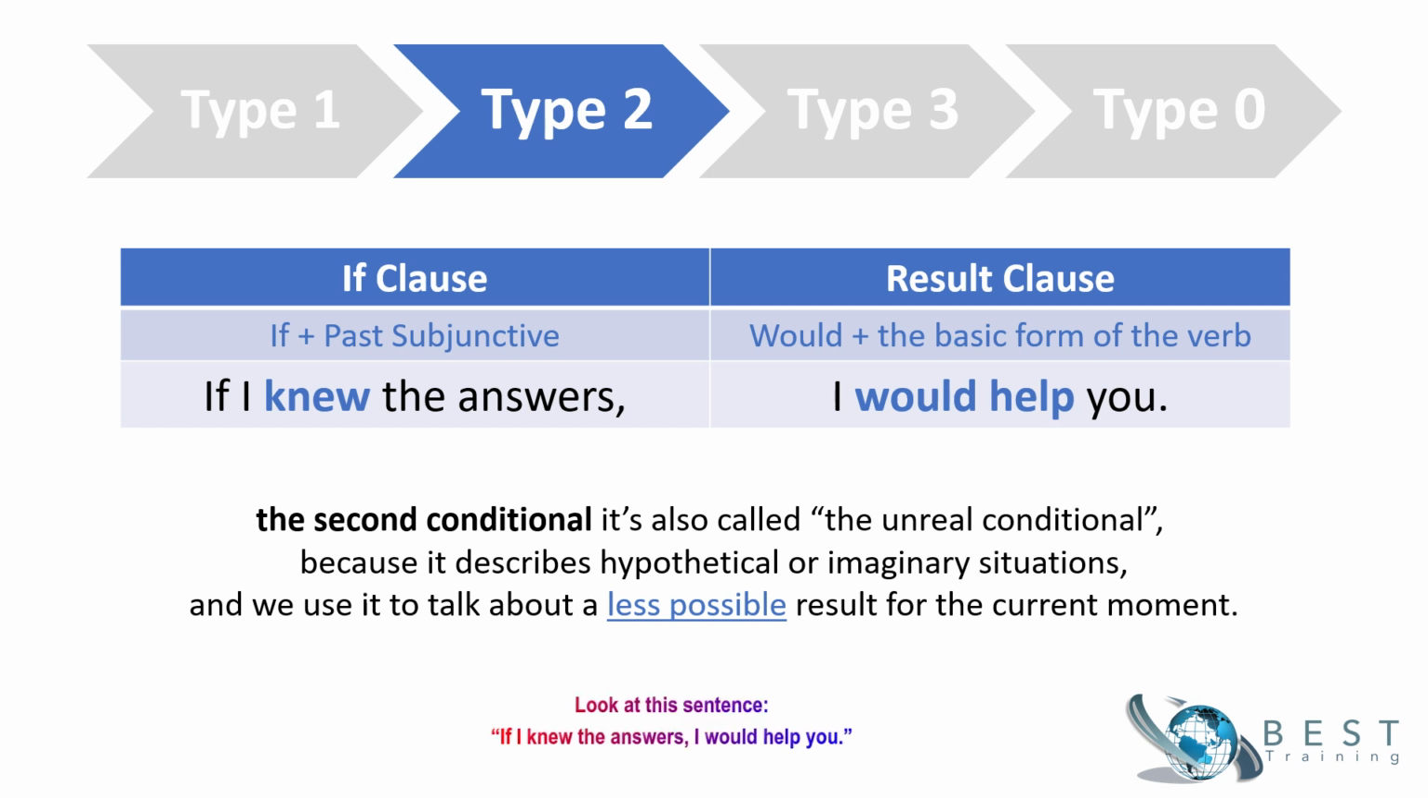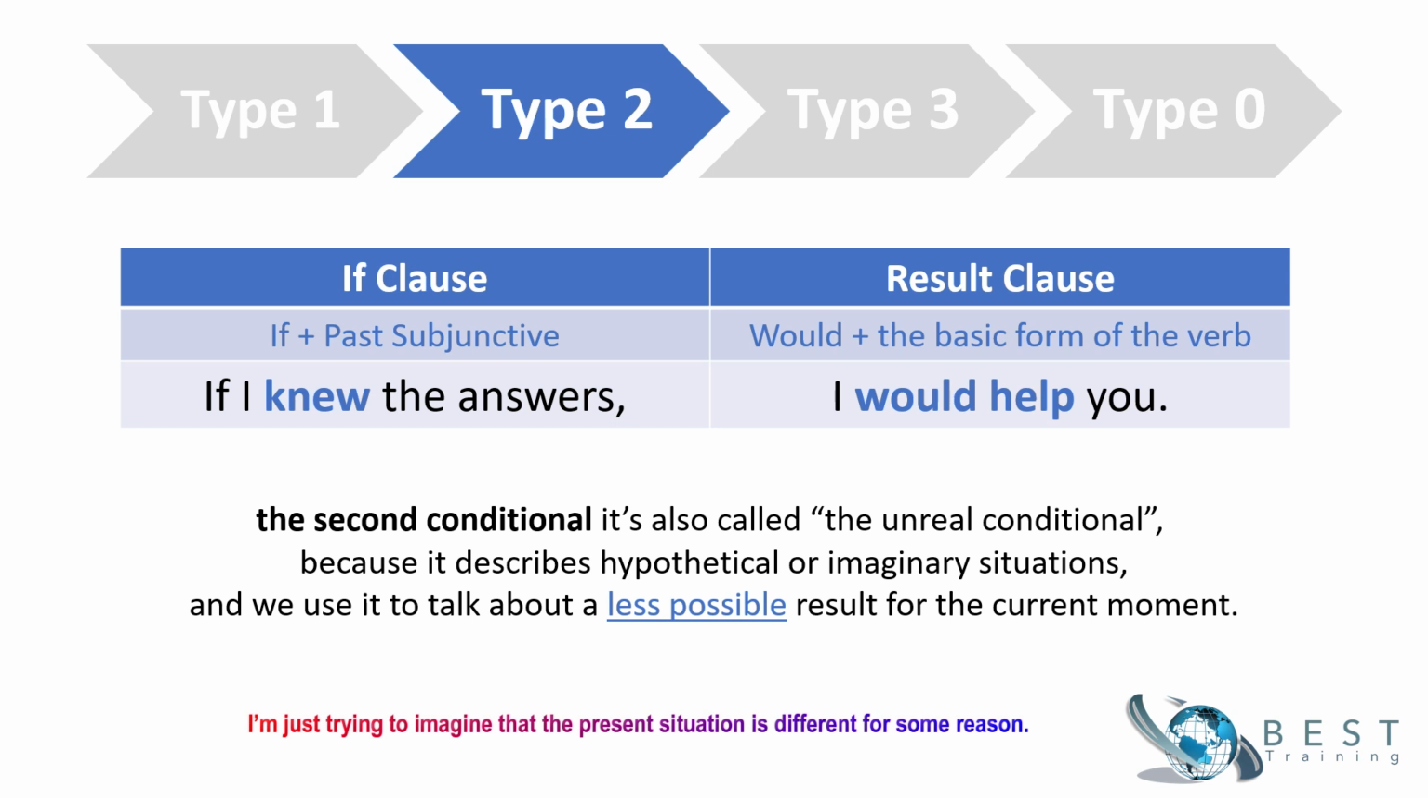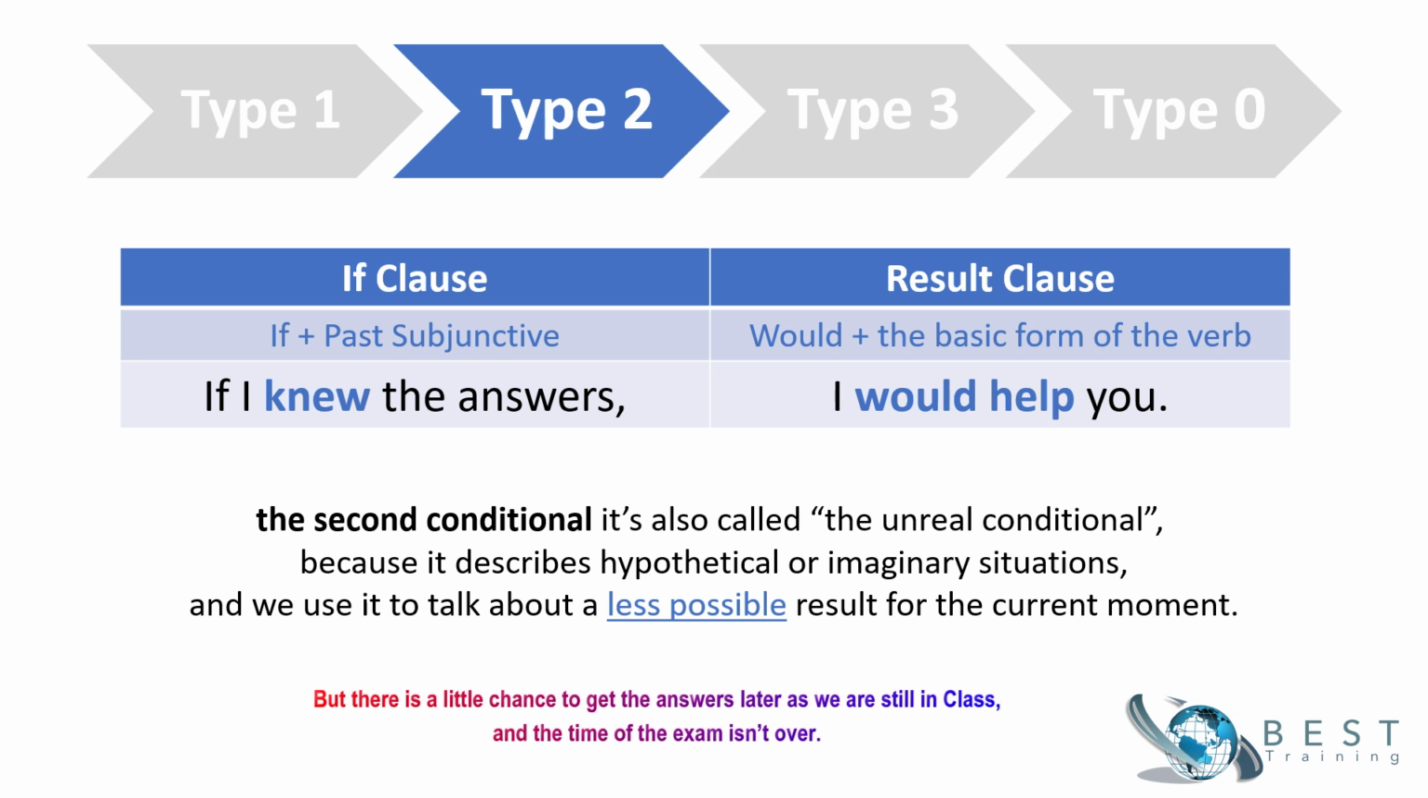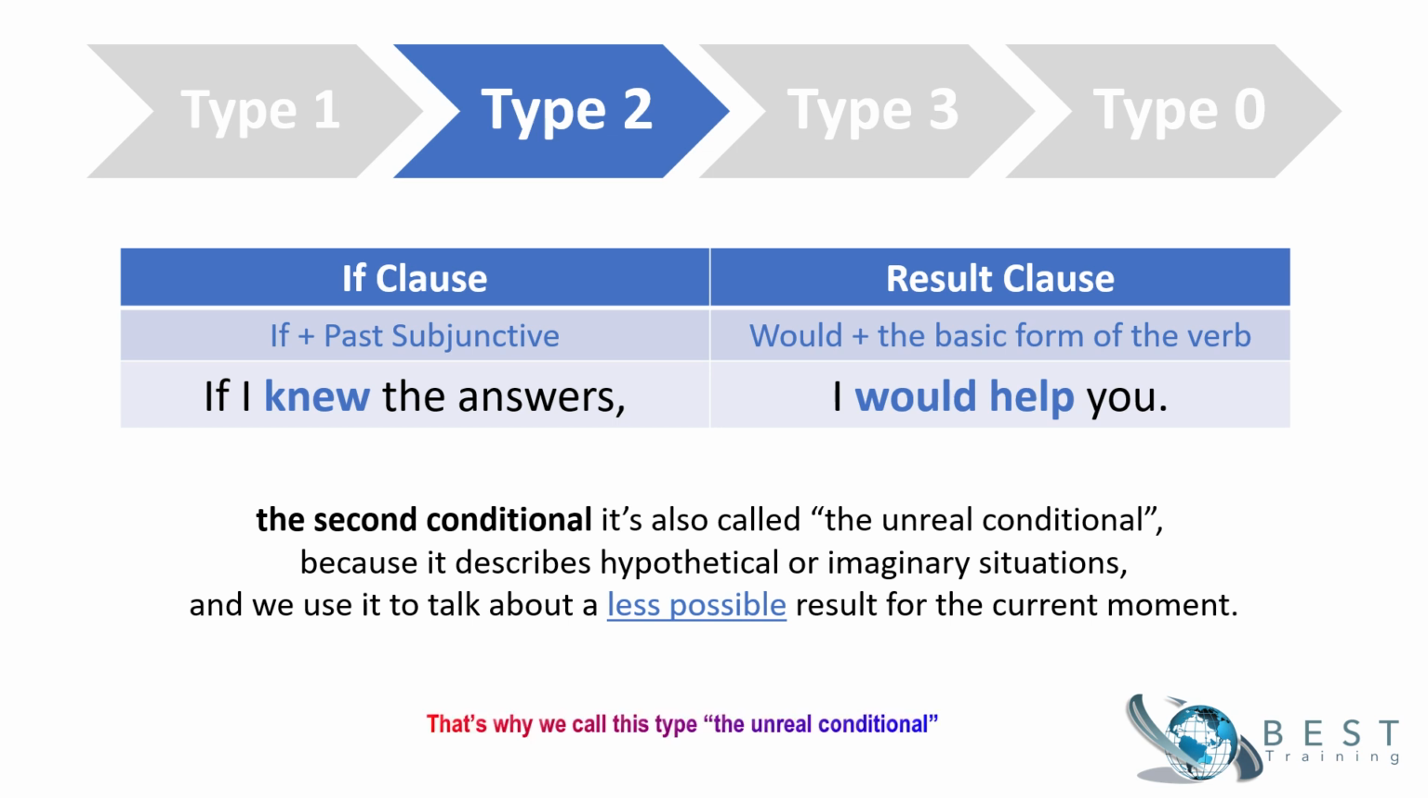If I knew the answers, I would help you. Indeed, I don't know the answers. I'm just trying to imagine that the present situation is different for some reason. So the result is less possible for the current moment. But there is little chance to get the answers later as we are still in class and the time of the exam isn't over. That's why we call this type the unreal conditional, because we can't do something now and just imagine that life is different.